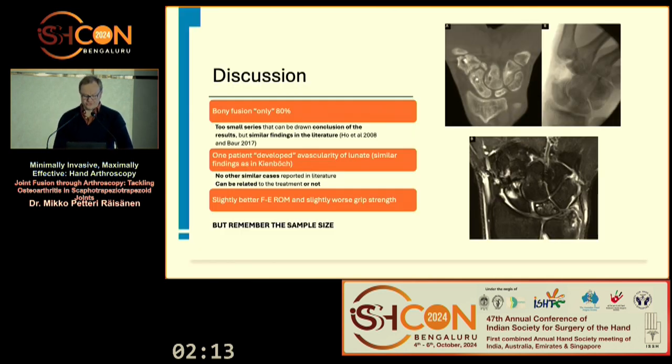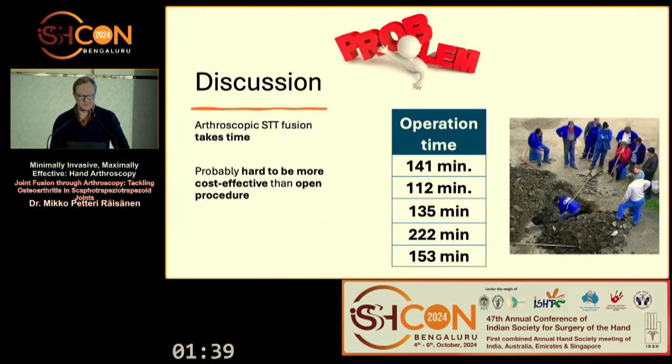Again, we looked at fusion. Bony fusion, only 80% of the cases. Again, we had 5 wrists, so it's really hard to say what is the real answer. But the findings are pretty similar to what, for example, Ho and Bauer had in their articles. One patient developed avascularity of the lunate, similar findings to Kinberg. No other similar cases in literature, so I can't say for sure if it's related to treatment or not. Slightly better flexion extension range of motion and slightly worse grip strength. But remember again, 5 wrists, hard to say anything.